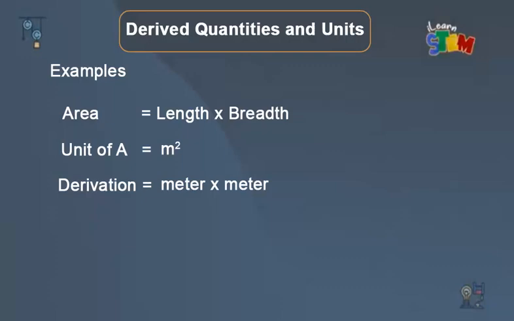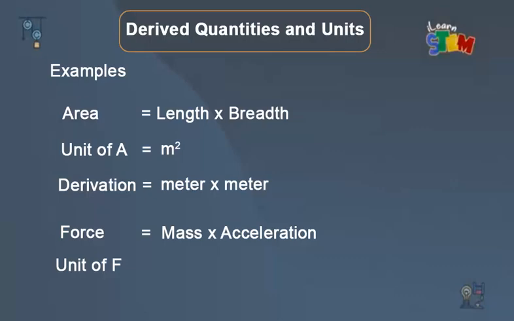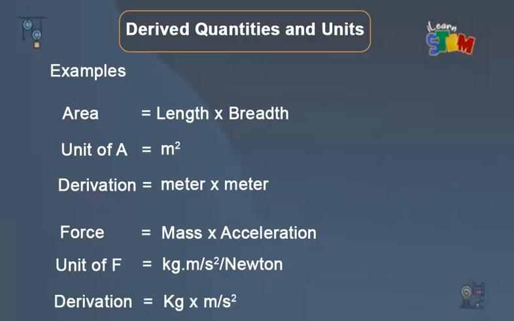Let's proceed. Next is force. Force is a derived quantity. The formula is mass times acceleration. Now the unit of force, Newton, is derived by multiplying the unit of mass by the unit of acceleration. Therefore, the unit is kilogram meter per second squared, or Newton. That is, the unit of mass, kilogram, multiplied by the unit of acceleration, meter per second squared.